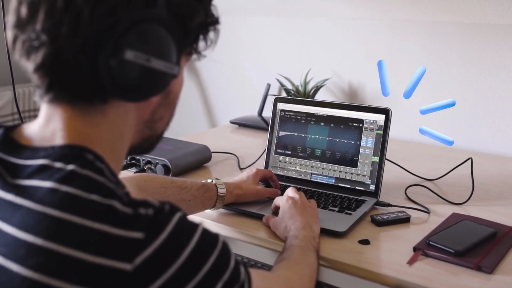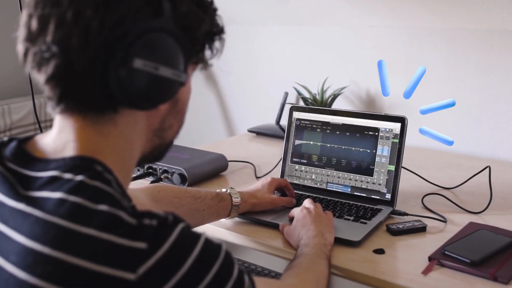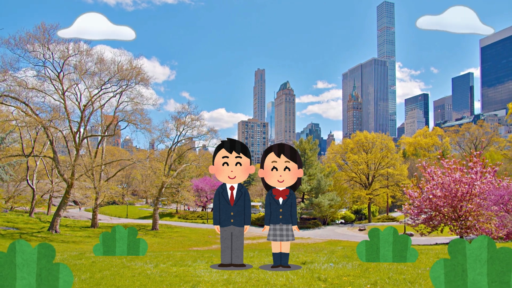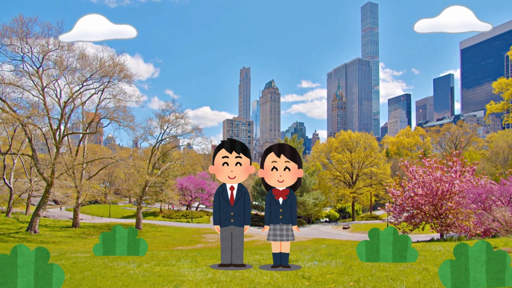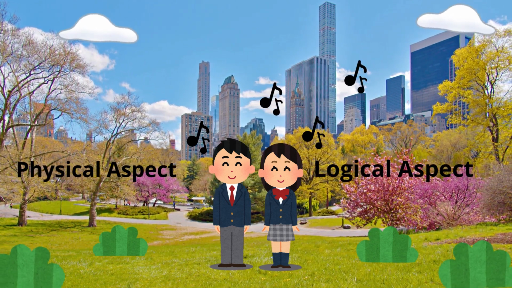A clear example is the human-machine interface. A piece of software acts as the interface between the human and the computer. Even between two people, we can talk about an interface. To communicate, they must be in the same place, physical, and speak the same language, logical.